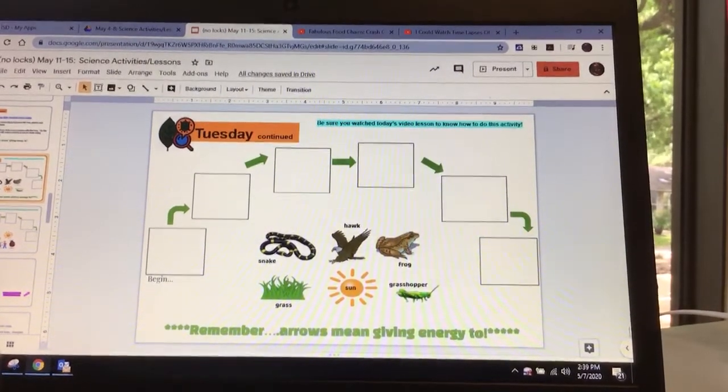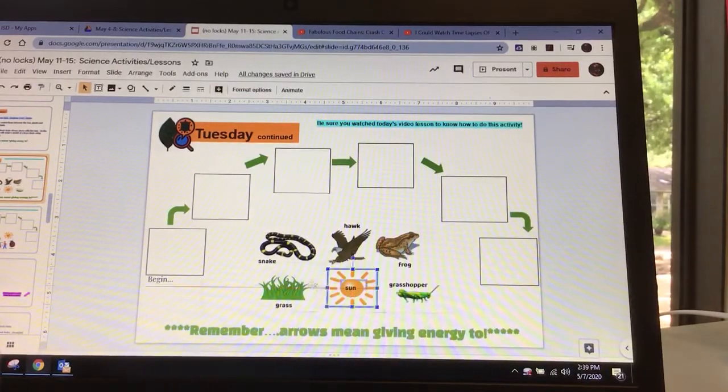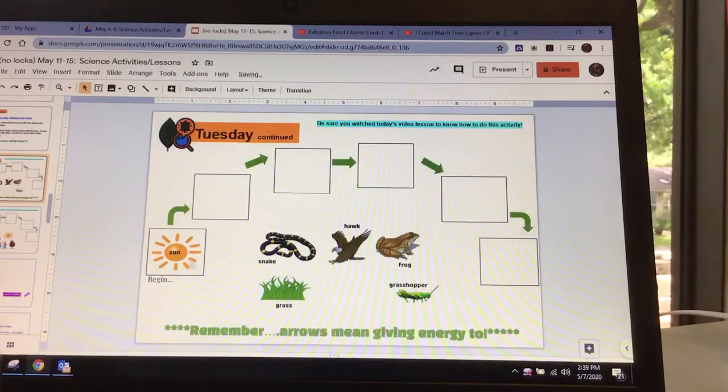Okay. So notice that this says begin right here. So this is where we're going to begin. And you should have learned in the video and just in knowing in general that the sun is the beginning of the food chain basically for everything. In fact, it's so well known that a lot of times you'll see a food chain or a food web and there won't be a sun because it's just a given fact that it begins with the sun. But just for the purposes of today, we're going to start with the sun, okay? So you just move the sun over to the box that it goes in.